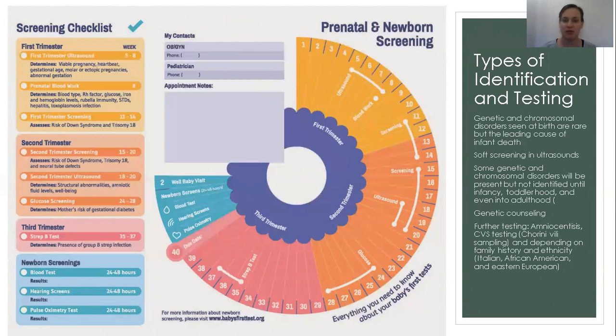So this is the type of screening that we do when people are pregnant. If you have access to health care, these types of screenings should happen so that we can screen for any kind of genetic or chromosomal disorders, so you can make a plan for your labor and delivery to make sure that a child is born as healthy as possible.